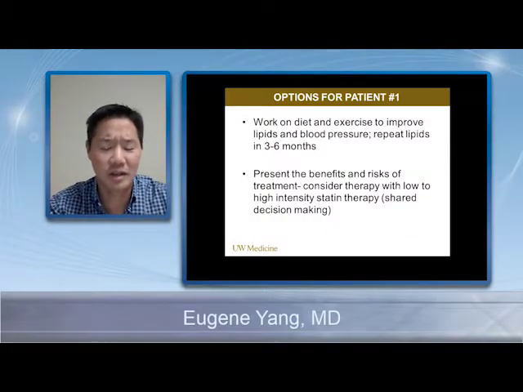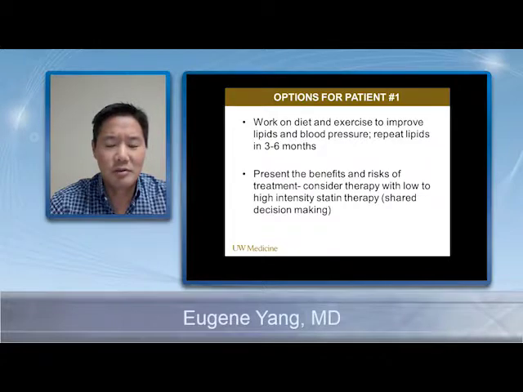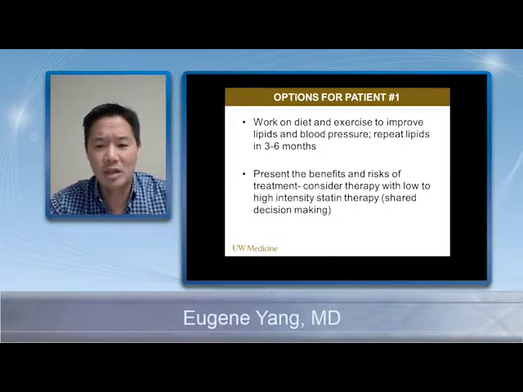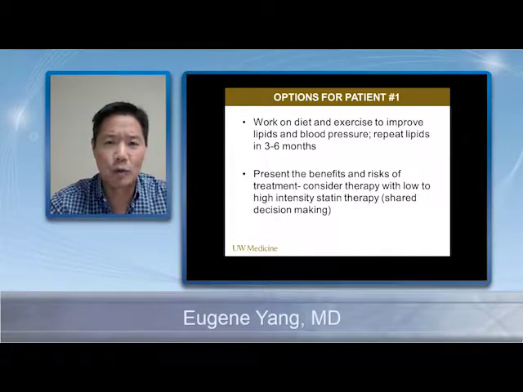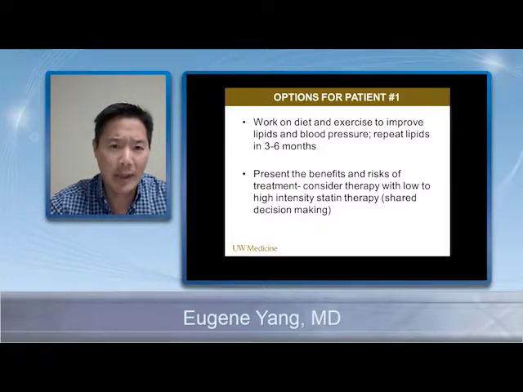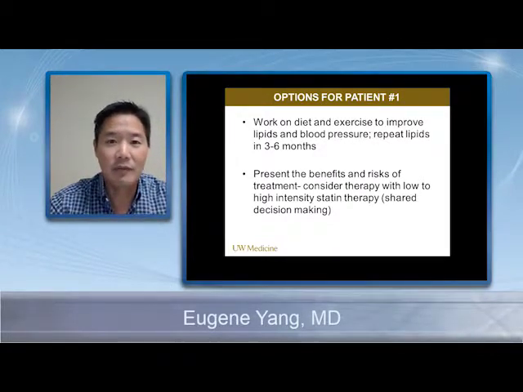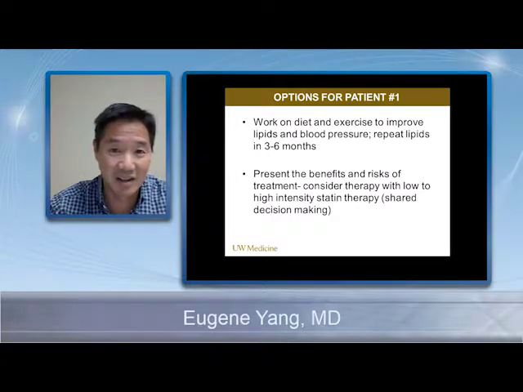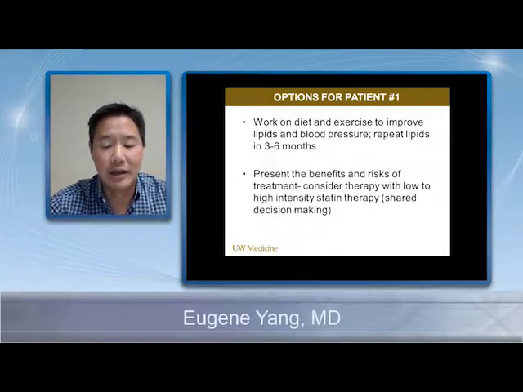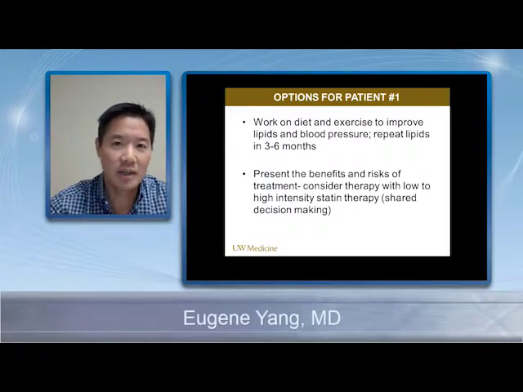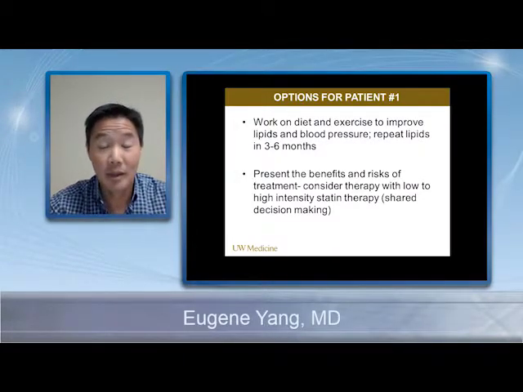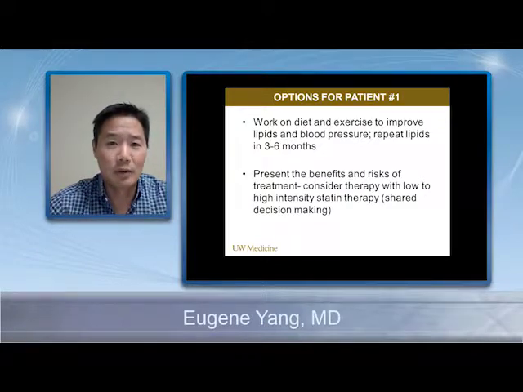So what do we do about this patient? I think the key thing is not to jump immediately into treating this patient with medication, but to work on lifestyle changes. This patient's BMI is in the overweight category, so certainly diet and exercise to try to make improvements in both the HDL cholesterol and lowering the LDL cholesterol, even having some additional benefit on getting the patient's blood pressure closer to the optimal range, which is less than 120 over 80, is what I would do for this particular patient, and then repeat his fasting lipid profile in 3 to 6 months and see if there are improvements.